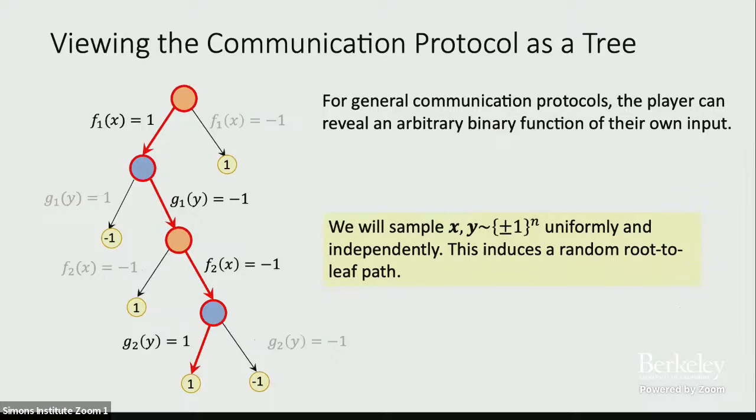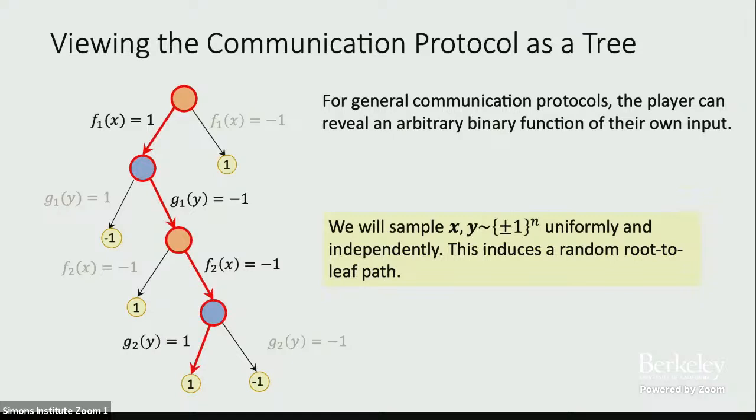Throughout this talk, there'll be an underlying distribution on the inputs of Alice and Bob, and this is just the uniform distribution. We're always going to sample the inputs of Alice and Bob, x and y, independently and uniformly. And this is what introduces the randomness into the process. This induces a random walk on this tree. We're going to define some martingale based on this random walk.